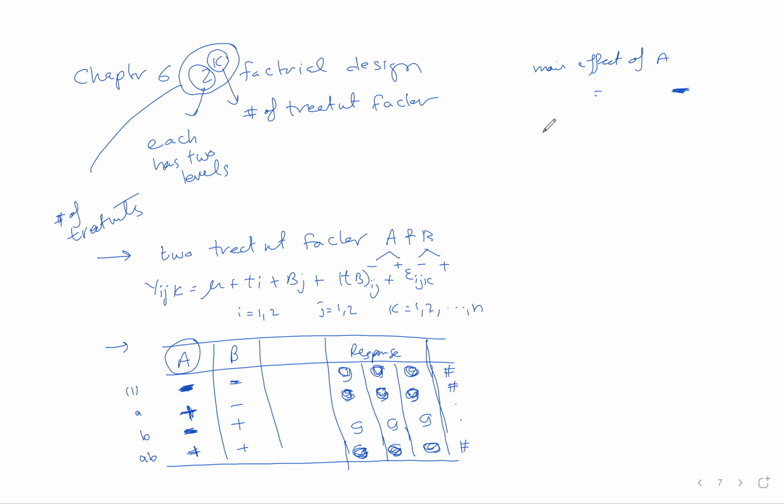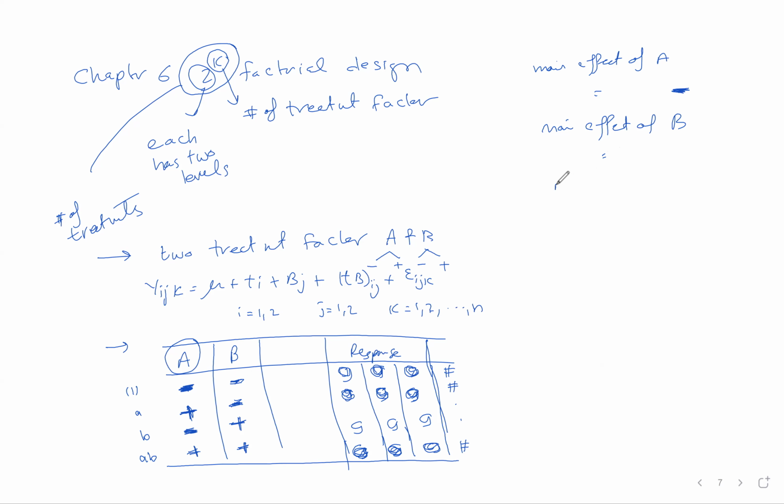What about the main effect of B? Main effect of B, the same thing. B has 2 minuses and 2 pluses. You calculate the average under plus minus the average under minus. You get the main effect of B, the same thing.